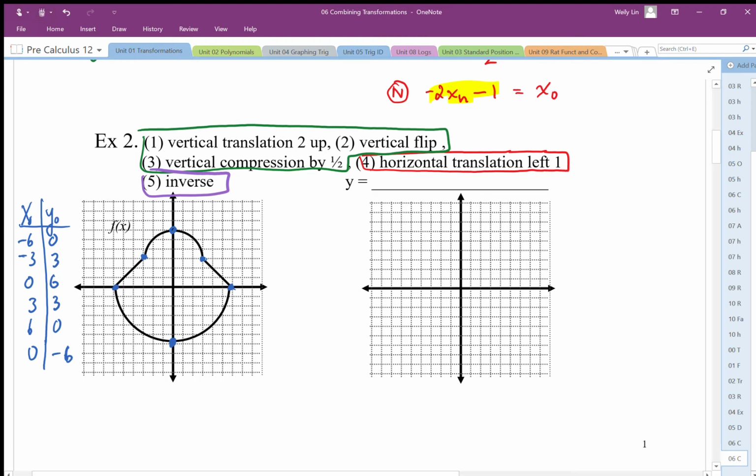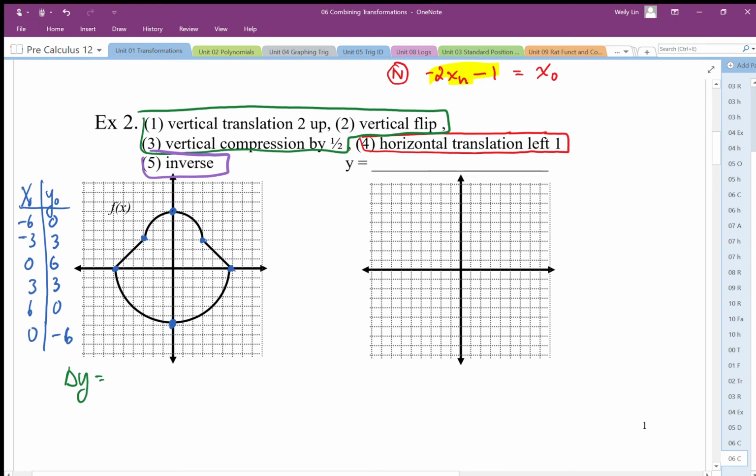Let's start with the vertical. Usually that's easier, so we'll do that first. Okay, so my vertical translation, I'm going to go up by 2, so +2. I'm going to flip it and compress it. Okay, so there's my vertical transformation. So I'm going to make my new table here. This is before I do my inverse.